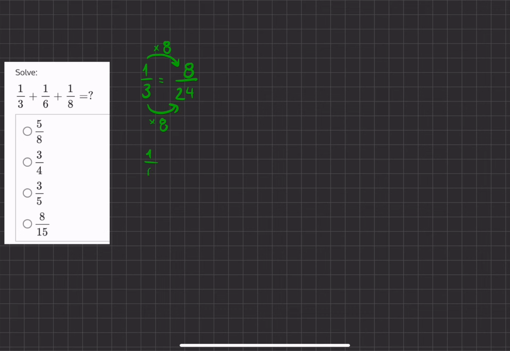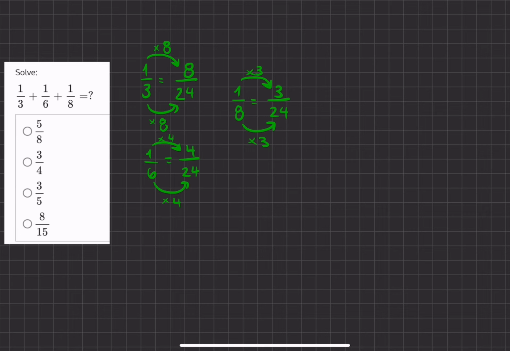So our next fraction's 1/6. To get 6 to turn into 24, we multiply by 4. And if we multiply the denominator by 4, we'll also have to multiply the numerator by 4, and we'll get 4 over 24. Now our last fraction, 1/8, to get it to turn into 24, we multiply by 3. If I multiply the denominator by 3, I multiply the numerator by 3, and we get 3 over 24.